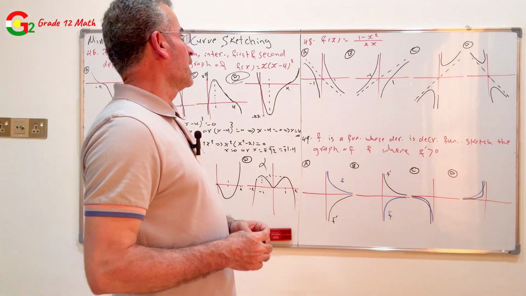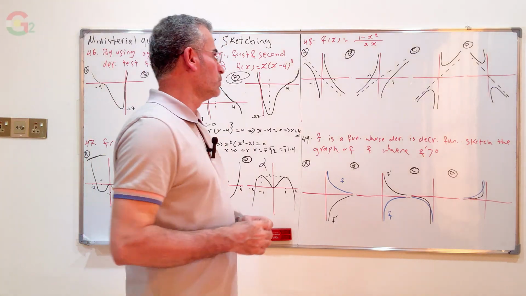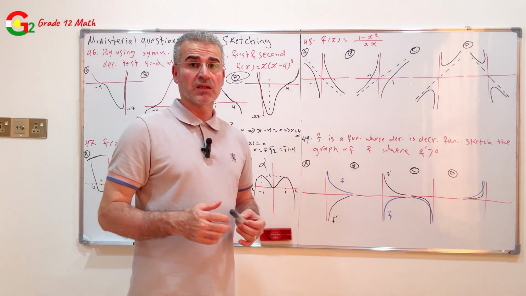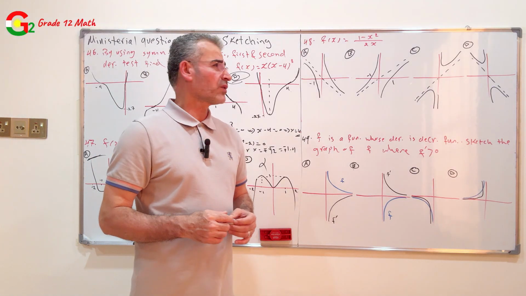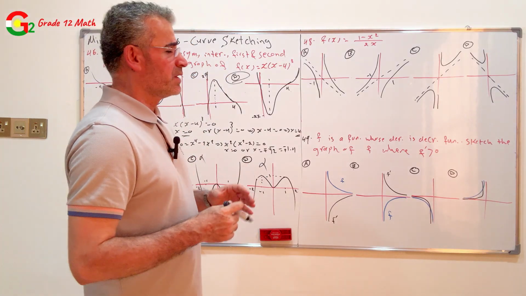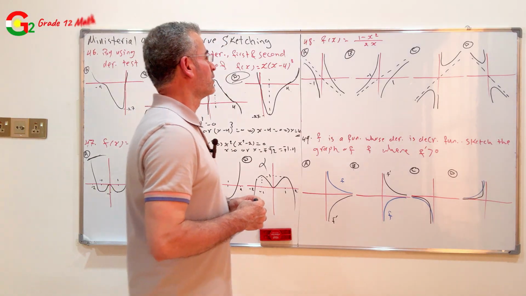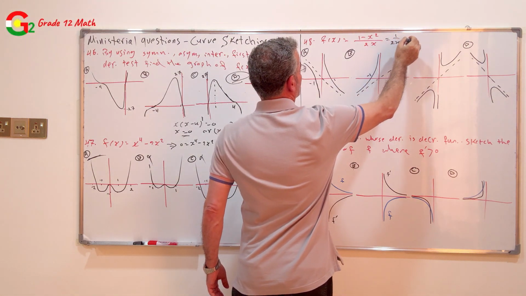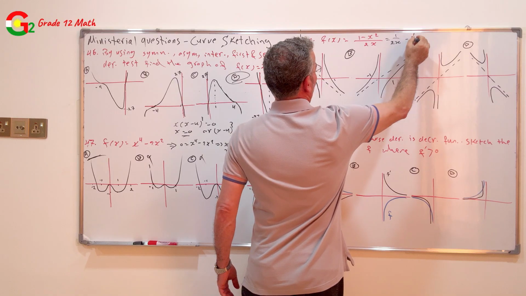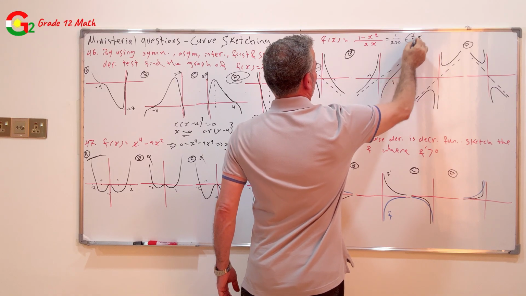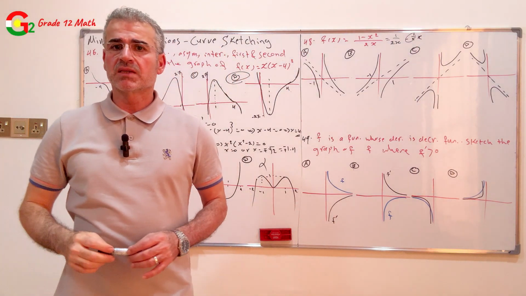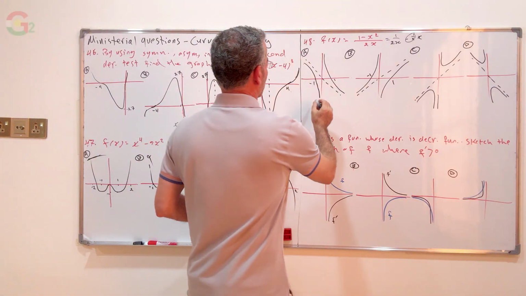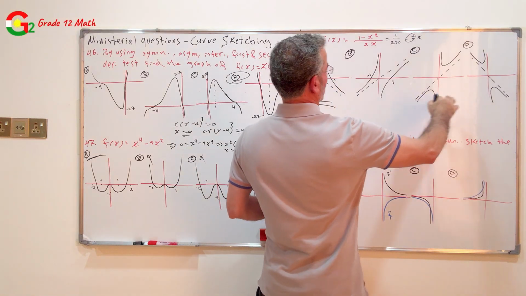Question number 48. F of x equals (1 minus x power 2) over 2x. The function has a slant asymptote since the degree of the numerator is 1 more than the degree of the denominator, and there is no common factor between the numerator and denominator. The slant asymptote is 1 over 2x minus 1 half x. So we have a slant asymptote with a negative slope, either A or D.